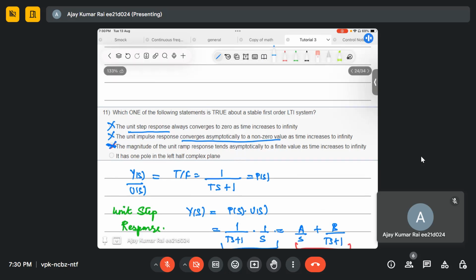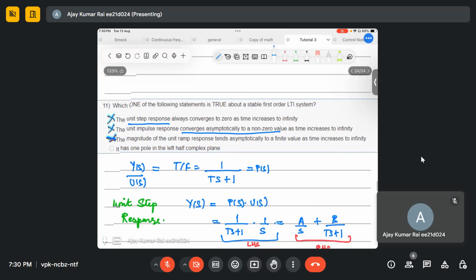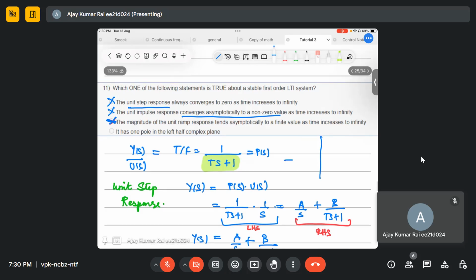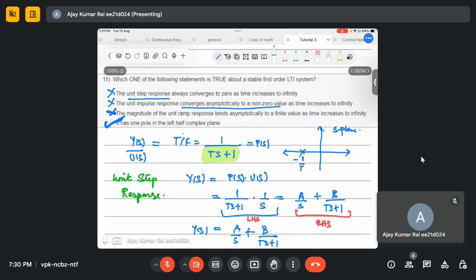The last statement is: it has one pole in the right half complex plane. So this statement is correct, right? You see this? It has one pole here, at minus 1 by T. So this is explained. So this statement is correct, right? It has one pole in the right half complex plane. Correct. So any doubt for this question, 11th question?